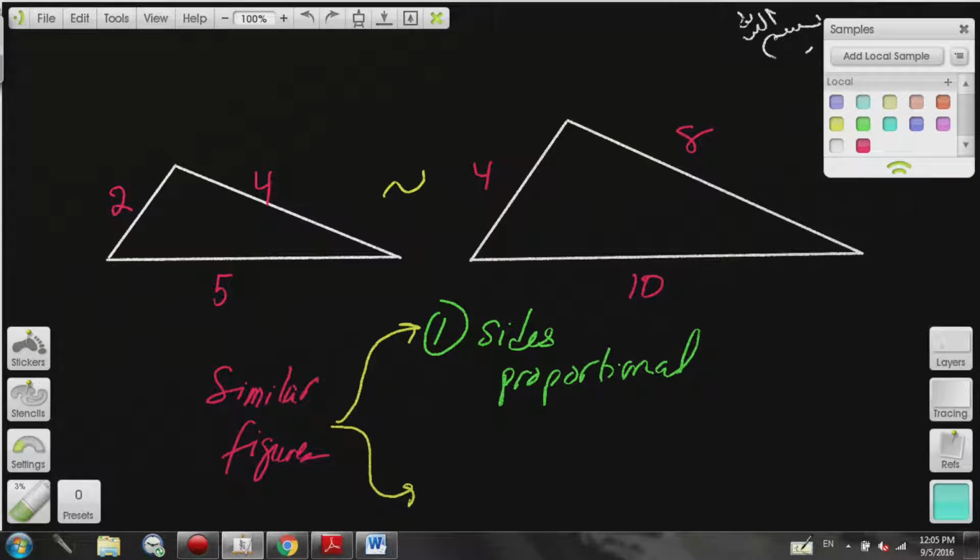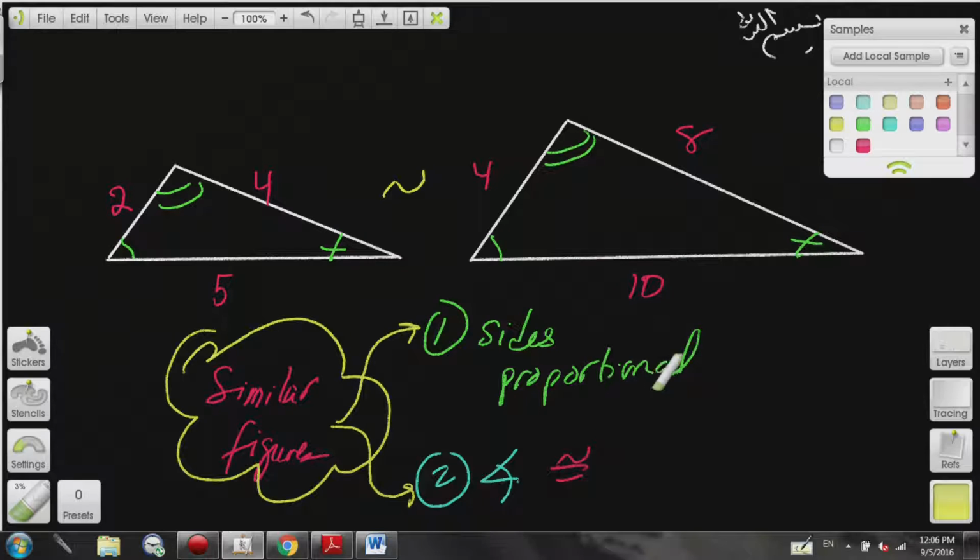So if two figures are similar, the first quality that they share is that all their sides are proportional. The second quality is that all the angles are congruent. All the corresponding angles are congruent, which means this angle is congruent to this angle, and this angle is congruent to this angle, like that. So when two figures are similar, all their sides are proportional and all their angles are congruent. You kind of just have to know this. That's the definition of similar figures.